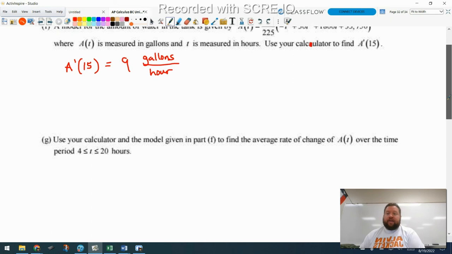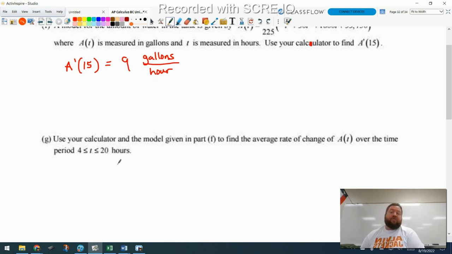All right, last one is use your calculator to find the average rate of change from 4 to 20. So this would be A of 20 minus A of 4 over 20 minus 4. Okay, it didn't specifically say to show the computations that lead to our answer, but it's always a good idea to make sure you're showing your computations. So I'm going to write that. That's my difference quotient. And then, I'm not going to calculate any of this by hand. I'm just going to type this whole thing right into my calculator, and it's going to give me an answer.